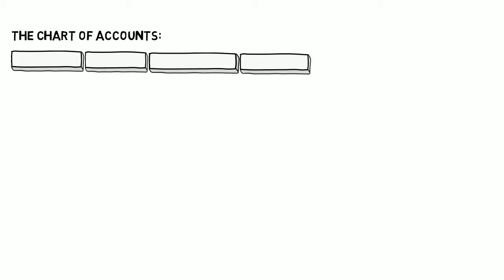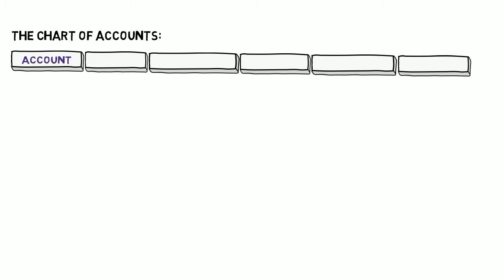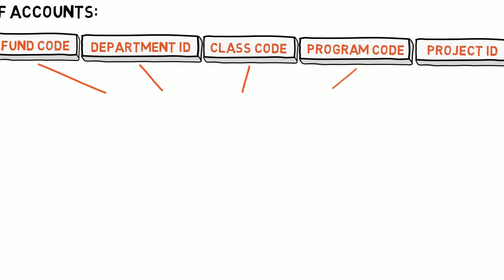Georgia Tech's chart of accounts is comprised of 6 different fields, each describing a different aspect of any given transaction. There's the account number, the fund code, the department ID, the class code, the program code, and the project ID. The values that you enter in each of these fields are what sort and categorize our transactions. It's possible that you've referenced these 6 fields in the past without even knowing it.